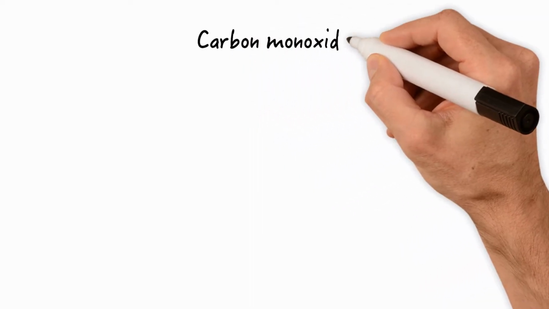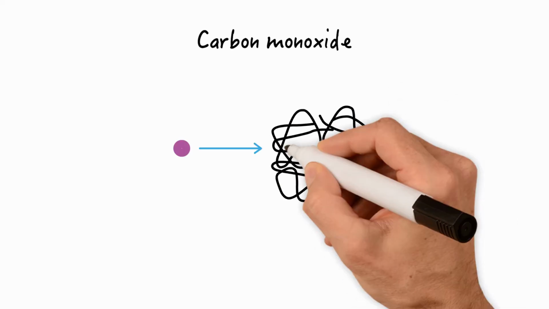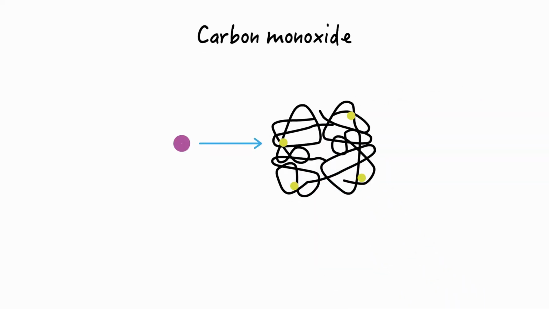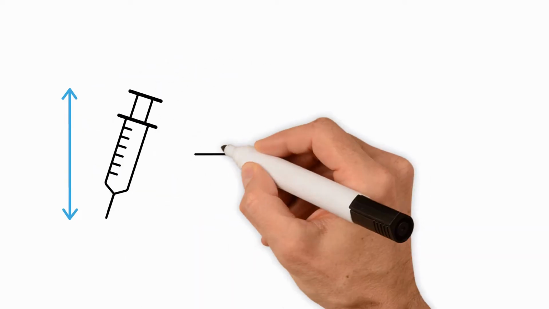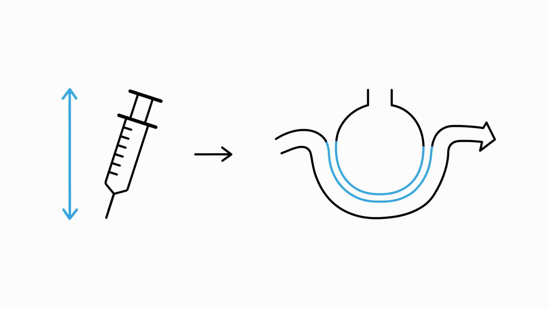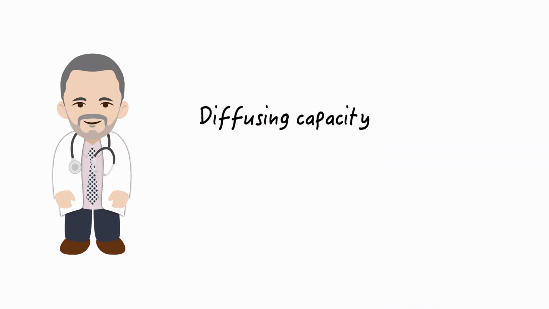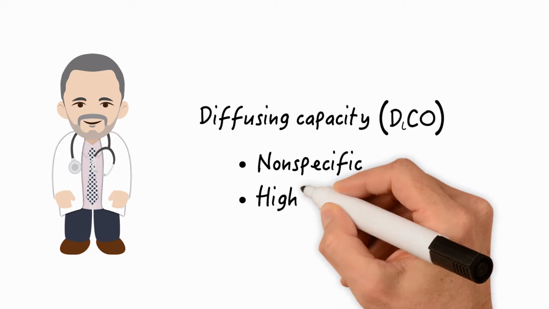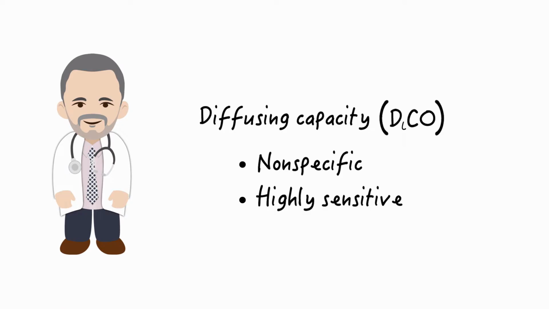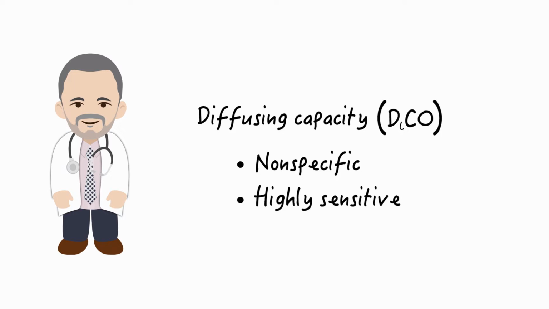Interestingly, carbon monoxide has emerged as the most practical test gas. This is because of its great affinity for hemoglobin, which means changes in the measured value reflect the status of the alveolar-capillary membrane rather than the reaction rate of carbon monoxide with hemoglobin in red blood cells. Diffusing capacity of carbon monoxide, or DLCO, although nonspecific, is highly sensitive in assessing lung function in a wide variety of pulmonary and non-pulmonary disease states affecting gas exchange.